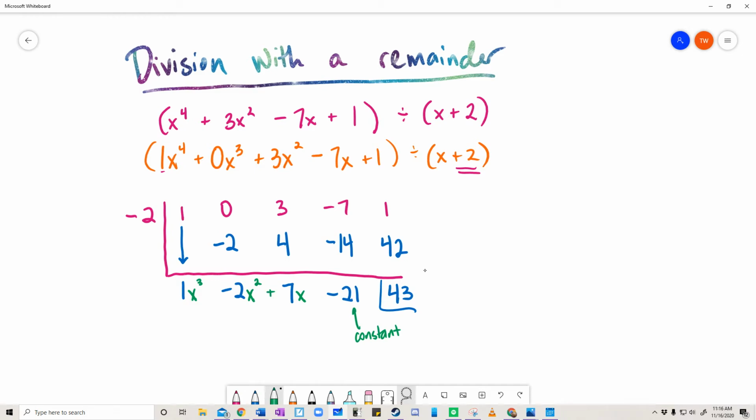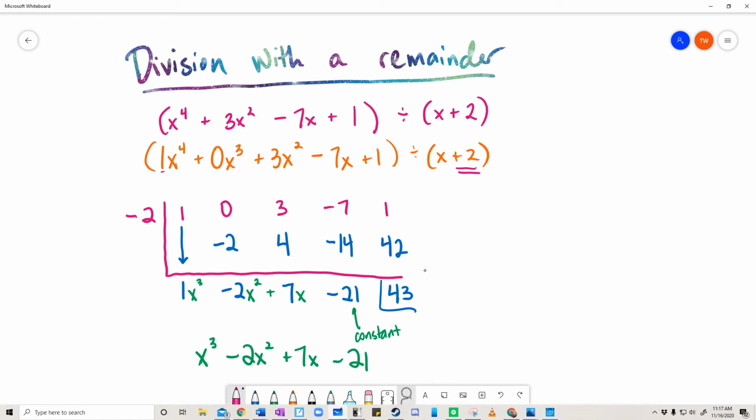So my final answer, which I pretty much have written out, is x to the third. I don't need to write the coefficient if it's 1. Minus 2x squared plus 7x minus 21.